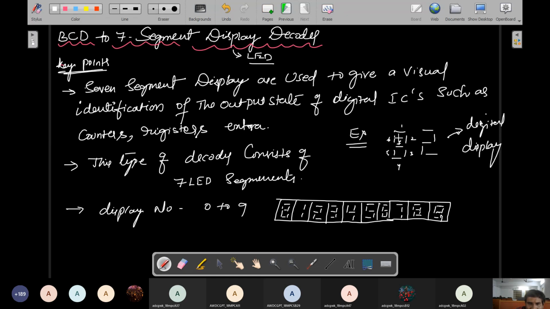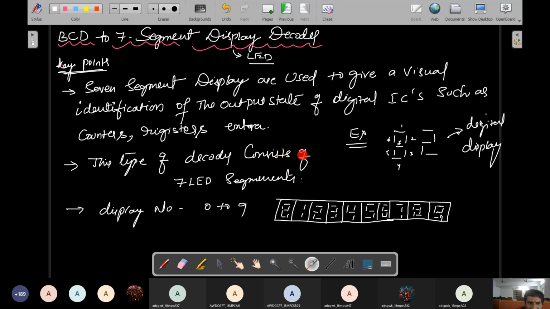If you see this example, here this is the first, second, third, fourth, fifth, sixth, seventh. That's why it is called a 7-segment display. 7-segment displays are used to give the visual identification of outputs of digital ICs such as counters, registers, etc. Counters and registers are all digital ICs, and these types of digital ICs mostly use 7-segment display decoders.